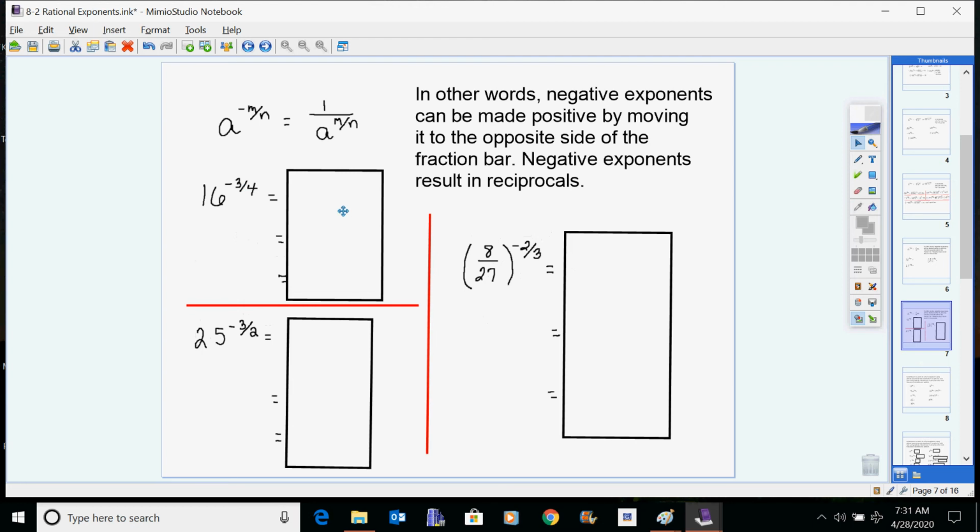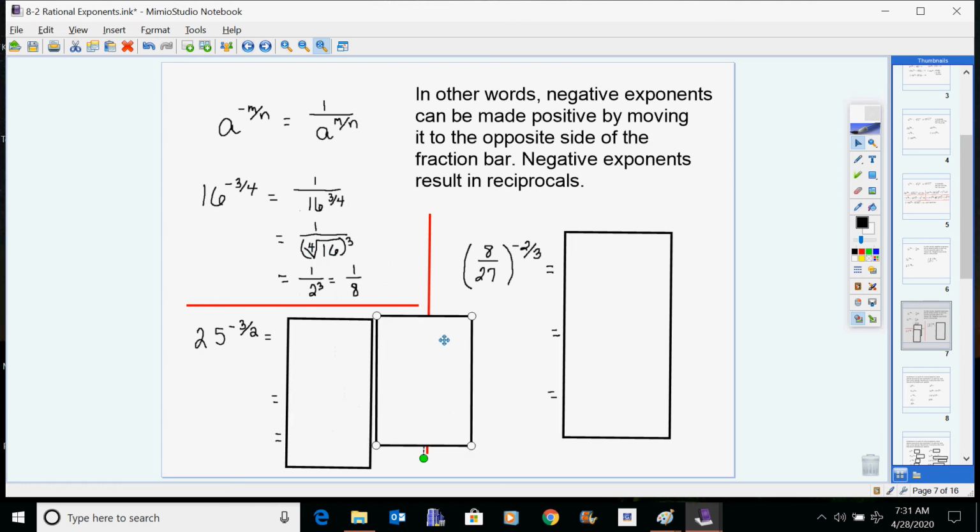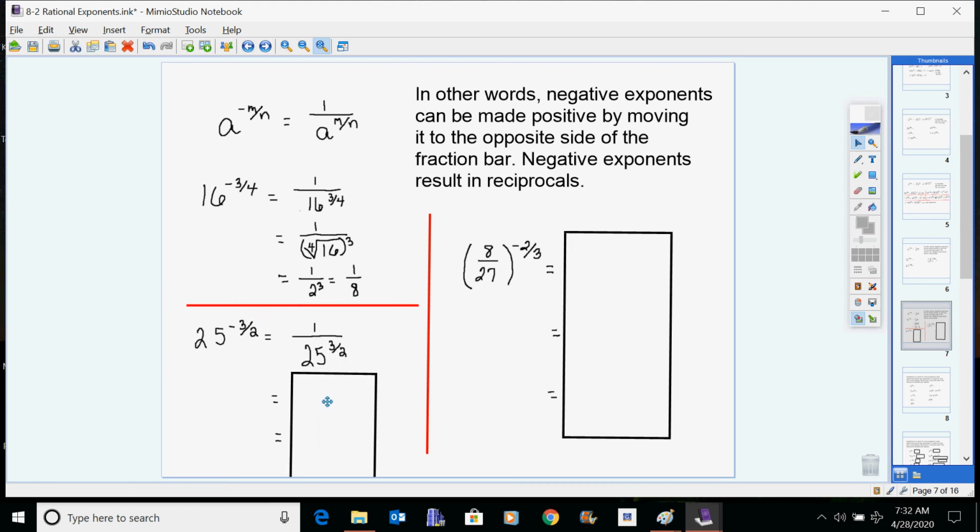Okay, so the first thing that you would do is take 1 over 16 to the 3/4 power. So then to do this by hand, you would take the index and the exponent and apply those. So the 4th root of 16 is 2. 2 cubed is 8, and you get 1/8. Okay, again, 1 over that number. Then apply exponent, index. Square root of 25 is 5 to the 3rd power is 125.